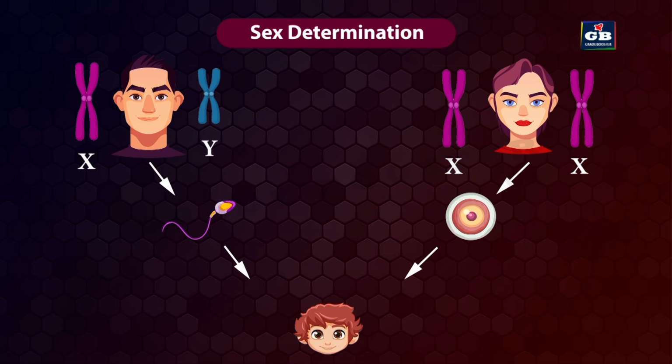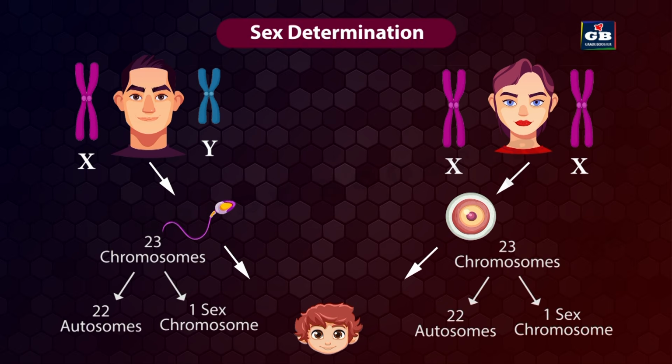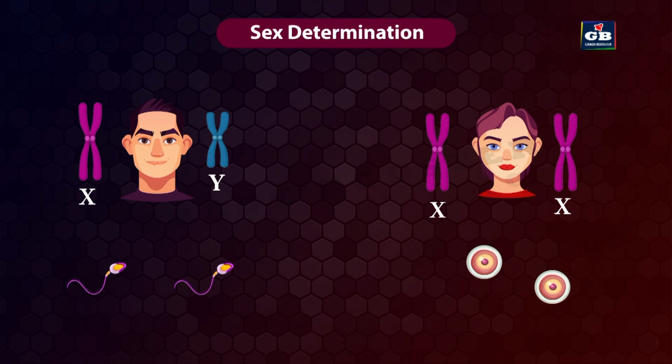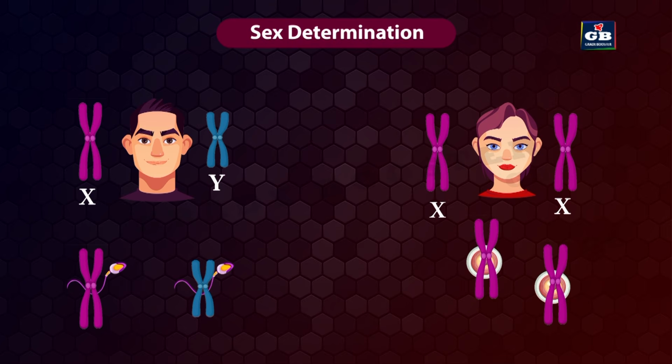Gametes or sex cells are haploid in nature. That means they have only 23 chromosomes, out of which 22 are autosomes and 1 is a sex chromosome. In males, when the gametes are formed, only one sex chromosome is passed to them. It can be either X or Y. So some sperm cells are formed with X and some with Y. Whereas in the case of female gametes, all are X. So all egg cells carry the X sex chromosome.